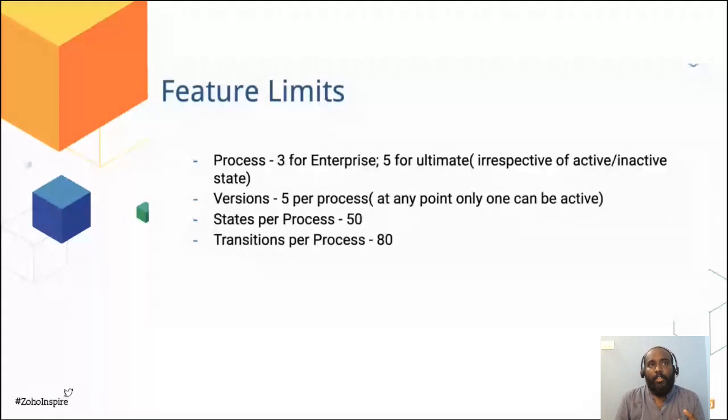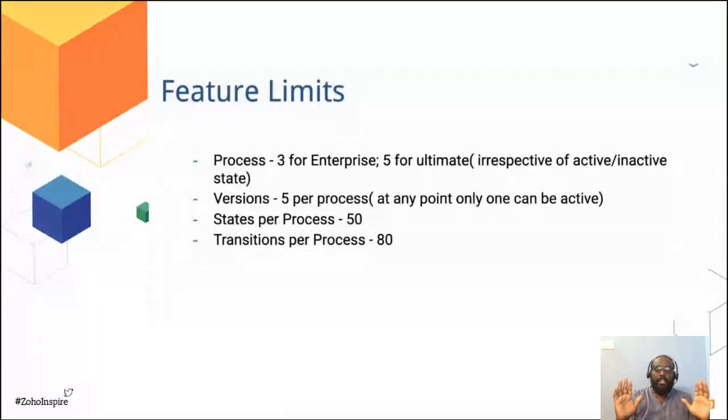Where we have a limitation is, you can have 5 process changes. There are 5 different versions for a process. Another major thing you have to remember here in C3 is that only one process can be active. All right, and inside each and every process, you can have up to 50 states and up to 80 transitions.